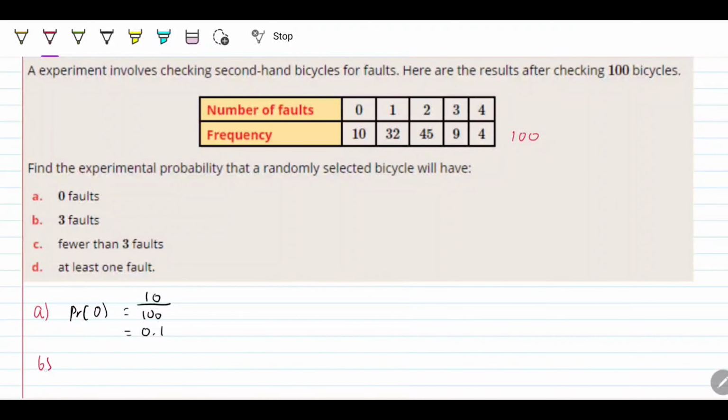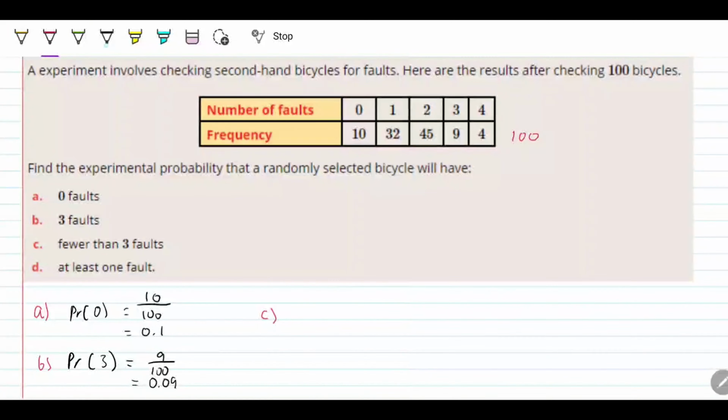For part B, you're looking at 3 faults. On our frequency table, 3 faults will be 9. So the probability of 3 faults will be 9 over 100, which is going to be equivalent to 0.09.